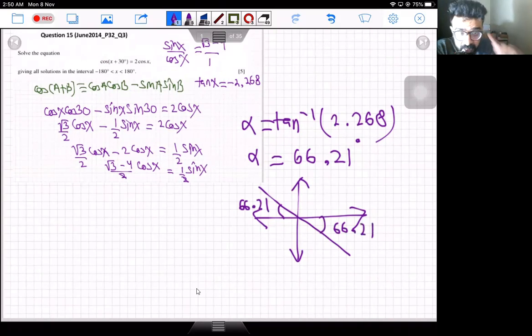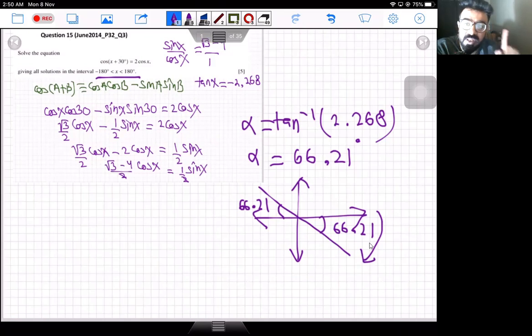All right. But the range is minus 180. I mean, the set of values of x, the interval in which you need to find the solutions, is from minus 180 till 180. Okay. So first of all, we are going to go in a clockwise direction because the specified interval also includes the negative values of x. So in this case, our first answer will be minus 66.21, and the final answer in degrees is supposed to be written correct to one decimal place. Okay, so one answer is x equals minus 66.2.